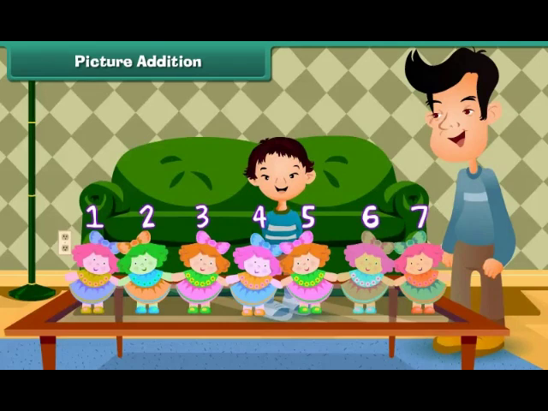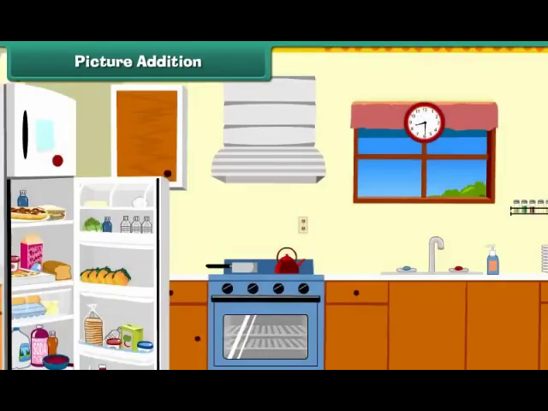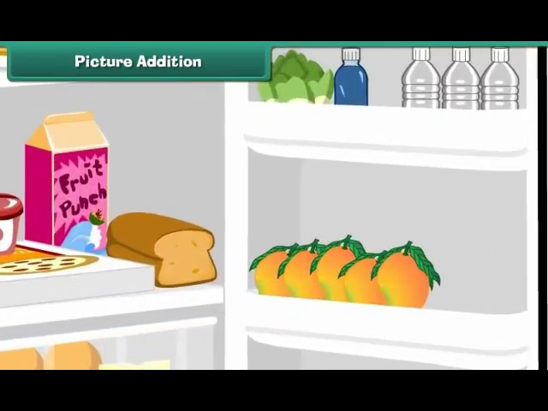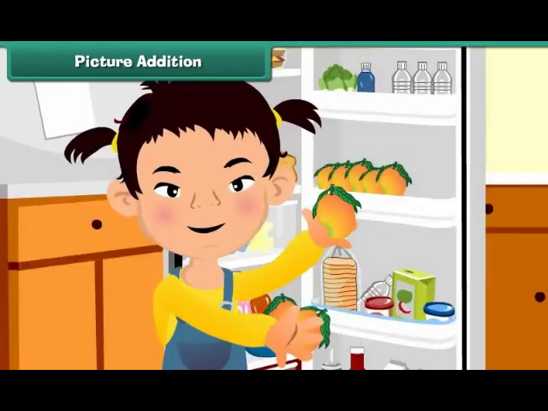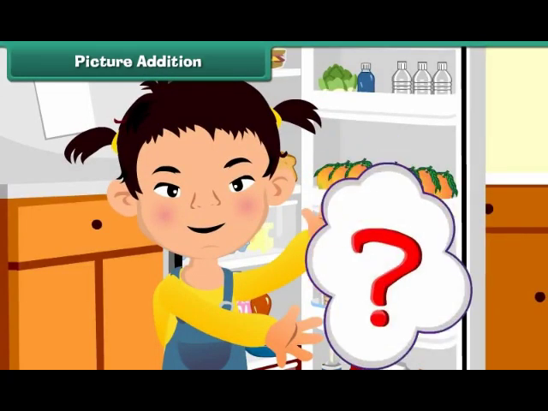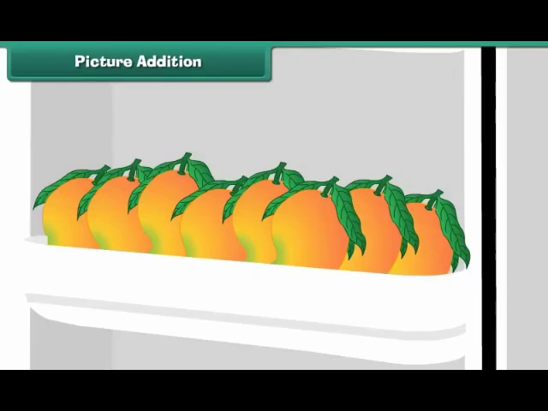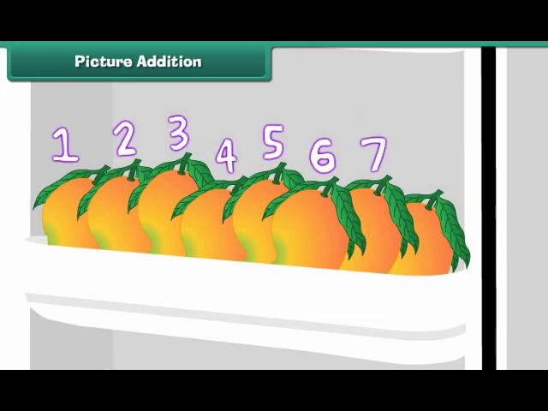Sheena has 7 dolls. There are 5 mangoes in the refrigerator. Shipra puts in 3 more. How many mangoes are there in the refrigerator? 1, 2, 3, 4, 5, 6, 7, 8. There are 8 mangoes in the refrigerator.